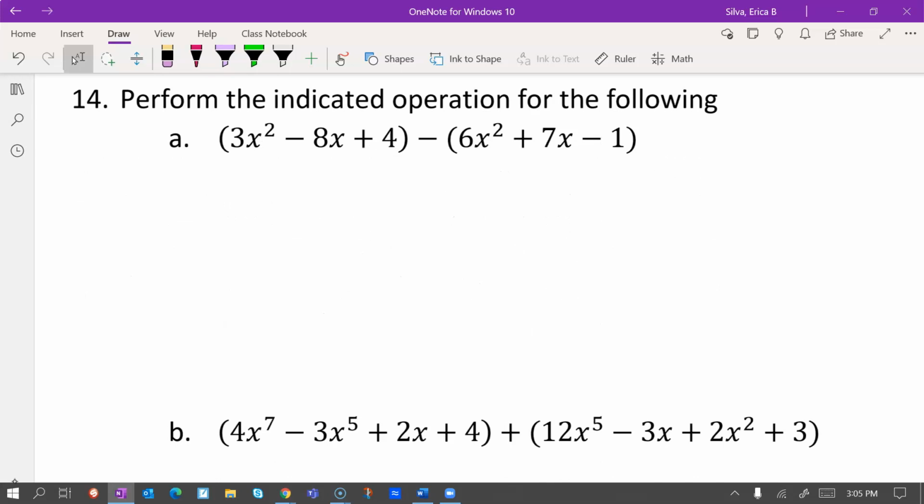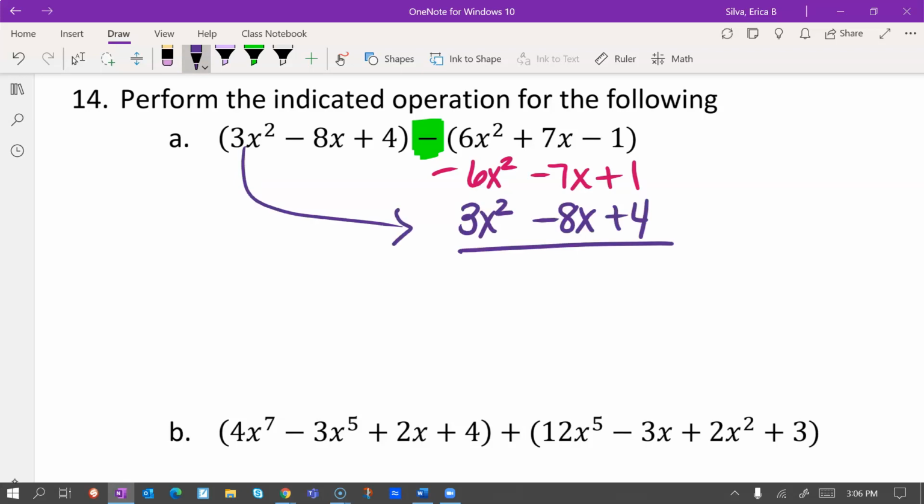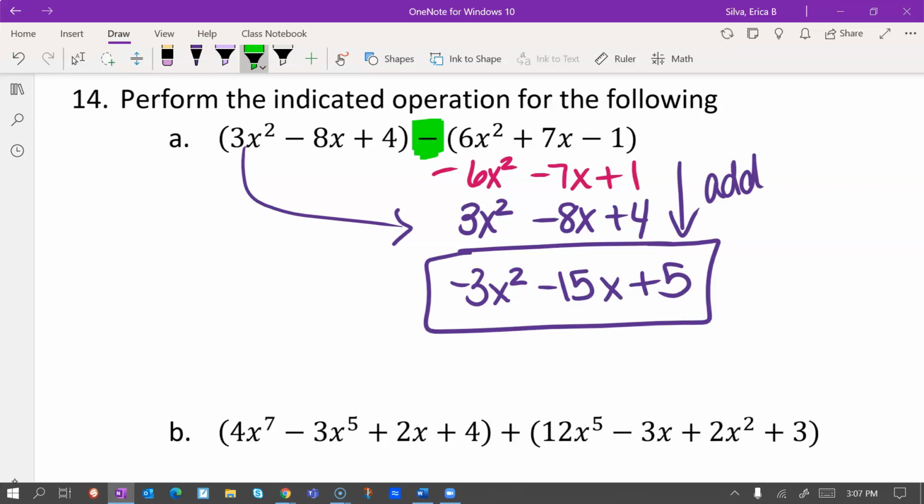This one is telling us that we need to perform the indicated operation. Asking us to subtract the second group. So we're basically subtracting negative 1, it becomes a positive. And all we're going to do now is combine like terms. So over here, I'm going to rewrite this one on this side. And now we just add negative 3x squared minus 15x plus 5. Any questions?